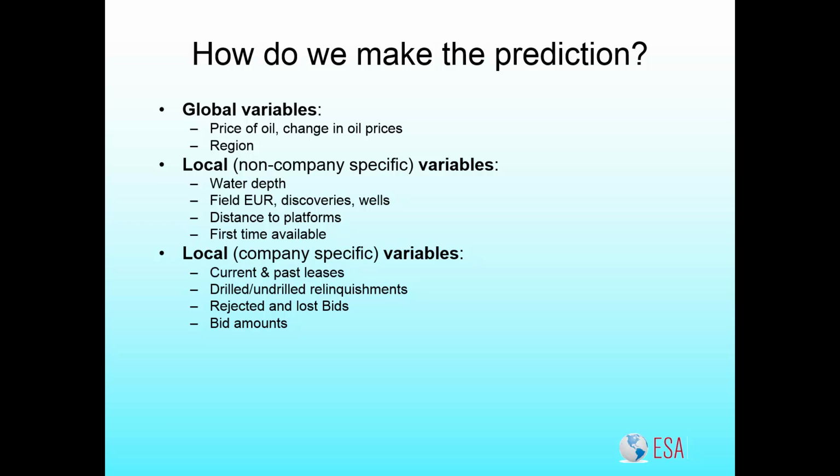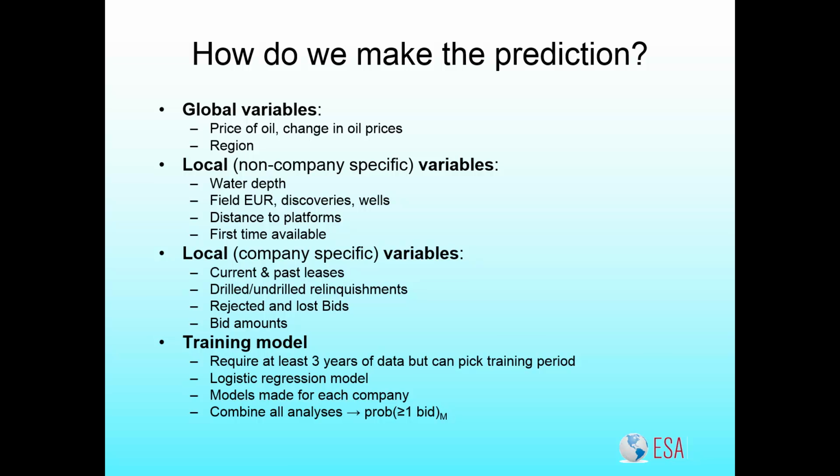Other local variables that are specific towards companies, and that would be how many current and past leases are in the area, was there drilling, and then relinquished, or was it undrilled and relinquished? Those tend to work a lot differently. Was the block rejected? Were there lost bids in the area? And then what were the bid amounts going on in that area?